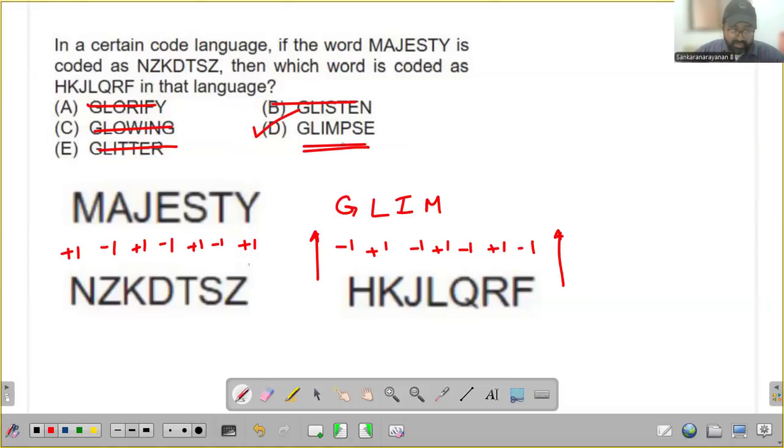Please be careful here. The problem with this question is that they are asking which word is getting coded in this manner. They're not asking how HKJLQRF is going to get coded. The reverse logic you have to do, so minus 1, plus 1, minus 1, like that you have to consider. Option D will be our answer, and that brings us to the conclusion of the 10th question in this lot.